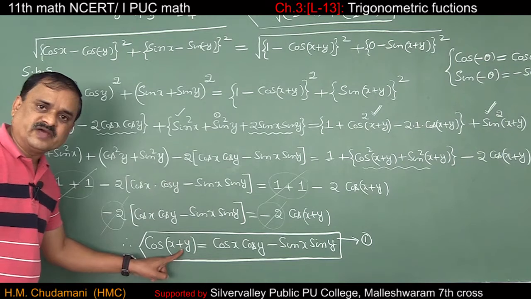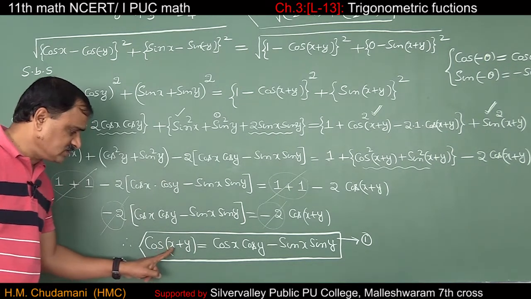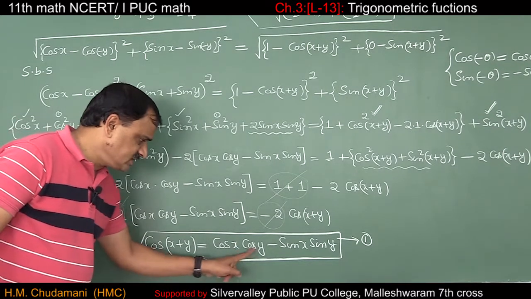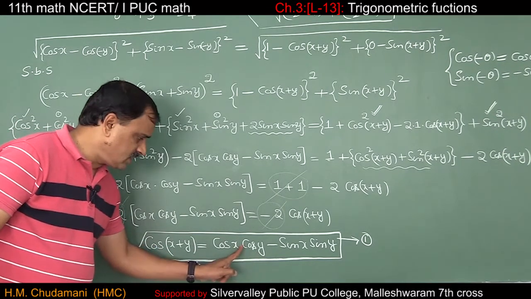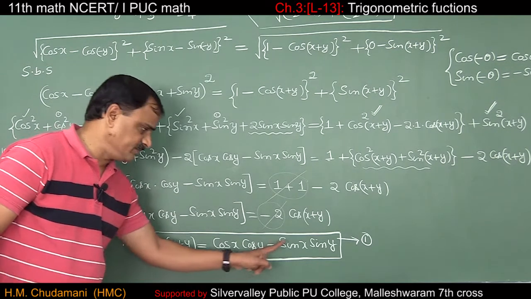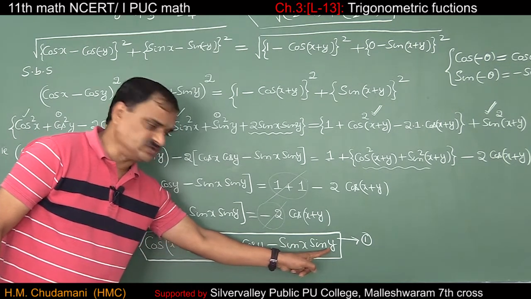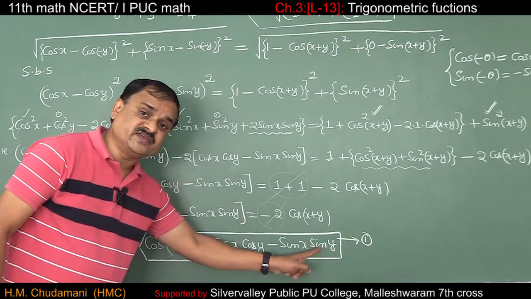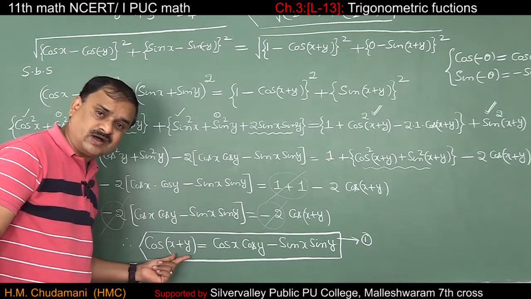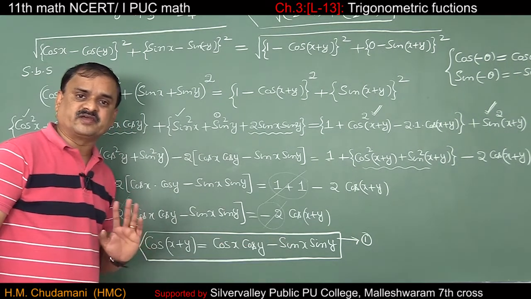Replace y as x, put y is equal to x. So cos of x plus x: cos x in place of y, x; cos x into cos x means cos square x. In place of y you replace x, so sin x into sin x is sin square x. That's why cos of x plus x, cos 2x, equals cos square x minus sin square x, hence the result.